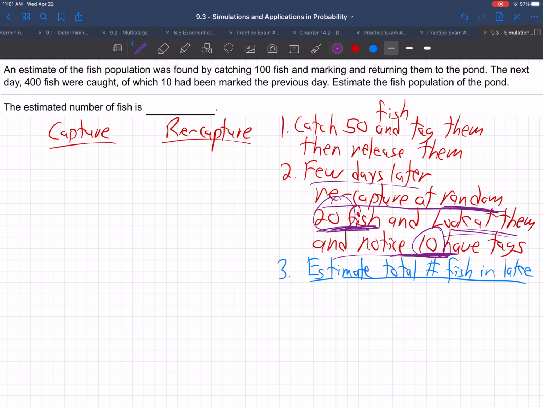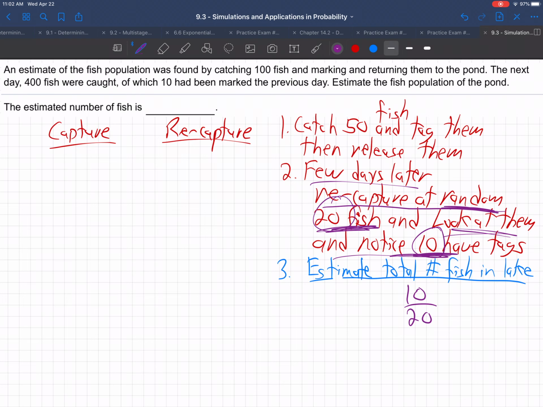10 out of 20 are tagged fish, which means you're thinking probably about half the lake is tagged fish, right? You just grabbed 20 fish at random, and it turned out 10 of them had tags from the previous few days. Half of your group had tags, probably about half of the whole lake has tags, because this was just a random grab of fish. So if half of your grab had tags, probably that's representative of the whole lake. Probably about half of the whole lake is tagged fish.